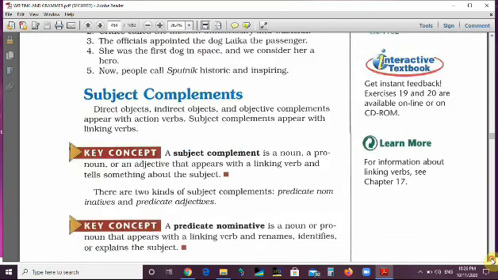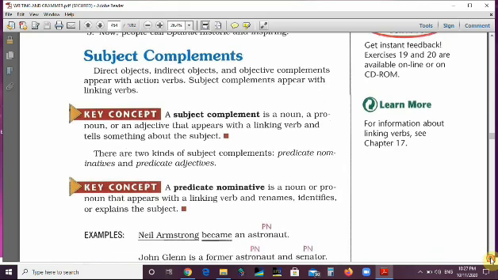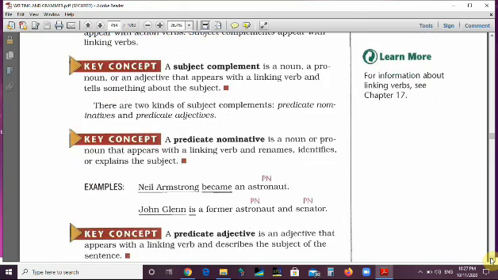Let's move on to subject complements, and we have two. A subject complement is a noun, a pronoun, or even an adjective that appears with a linking verb. Here we have a linking verb and it tells something about the subject. There are two kinds of subject complements: predicate nominatives, and here we need a noun or a pronoun, and predicate adjectives, and here we need an adjective to describe the subject, not the object.